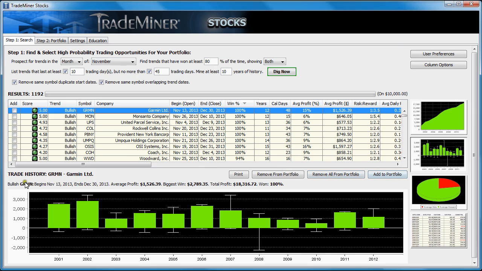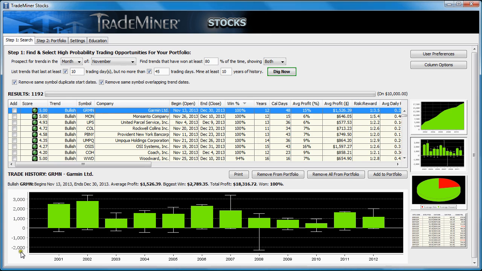This is the Garmin trade down here on the bottom, and you can see that this is the first chart. This is the chart that's in the center. This is the default chart. This is kind of my favorite one, and you'll notice that the years are listed on the bottom. This is 2001, 2002, 2003, all the way out to 2012. We're currently in 2013, and so we're waiting for this to complete. Once it completes, it'll also show its profit or loss in this window here.